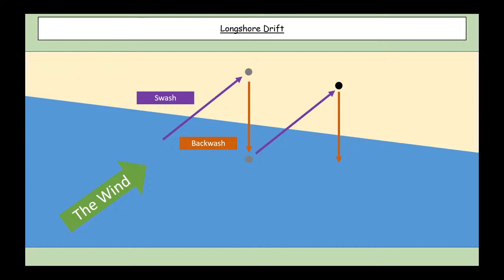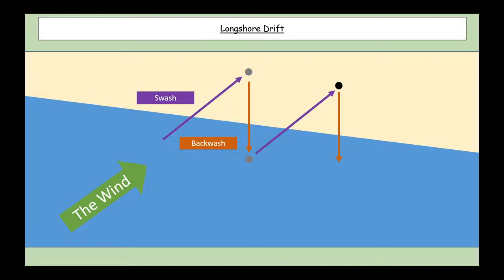And so we're starting to see a zigzag pattern occurring where the swash is moving the material up the beach, the backwash is taking it back into the sea. But every time it does that, it's moving down the beach because the wind is on an angle. As we said, if the wind was blowing in the opposite direction, it would be moving the material in the opposite direction. But this is the process we call longshore drift.